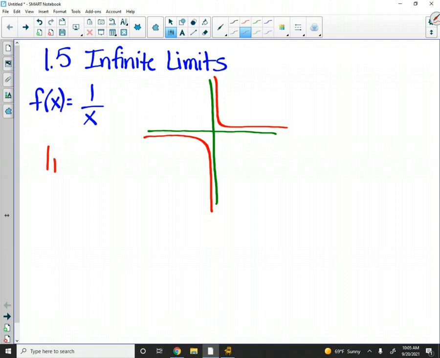Okay, so now we're going to kind of combine that discontinuity we've been doing with limits. And I'm going to say this. We're going to take the limit of this function as x approaches 0 from the left.